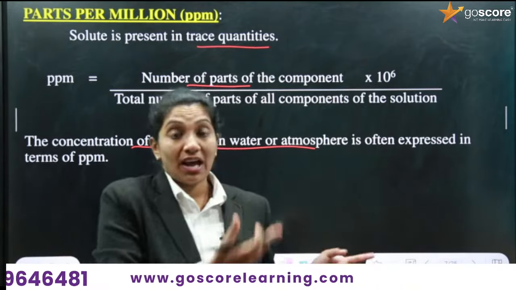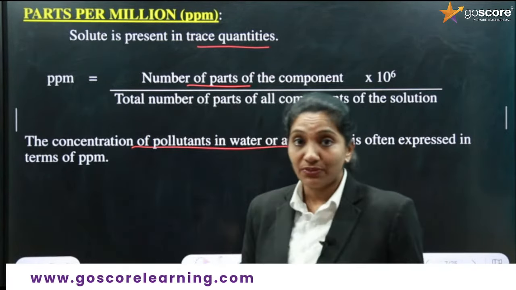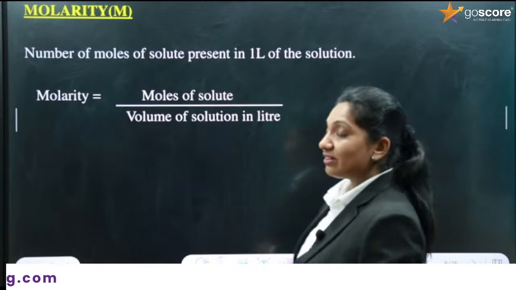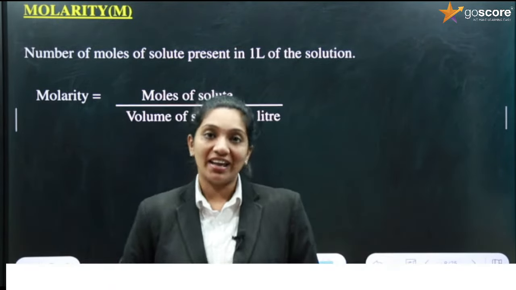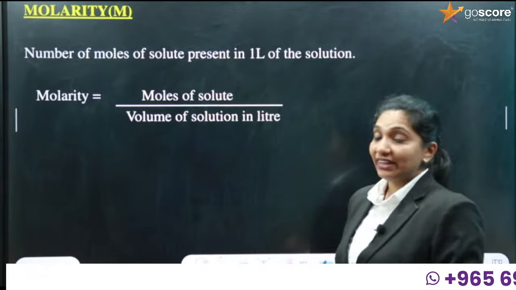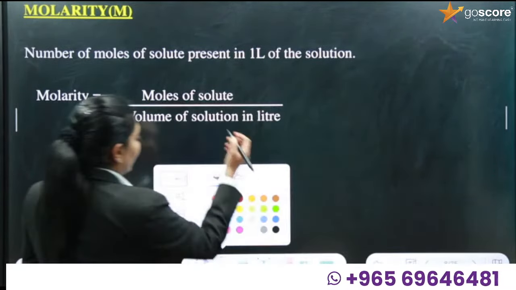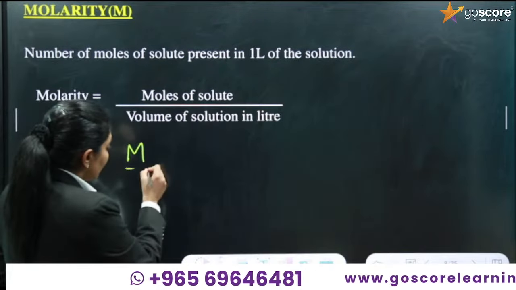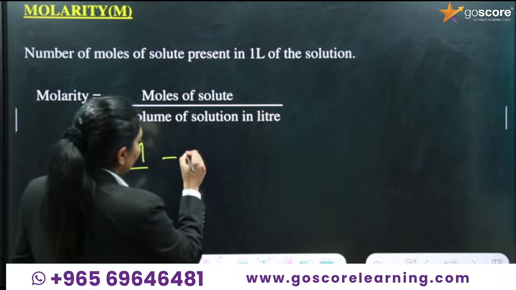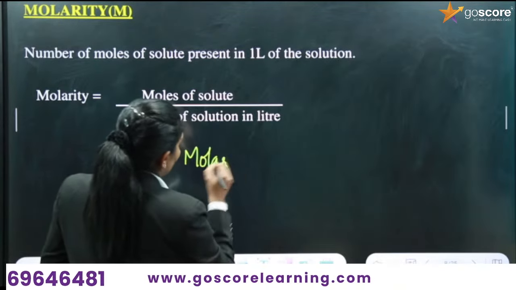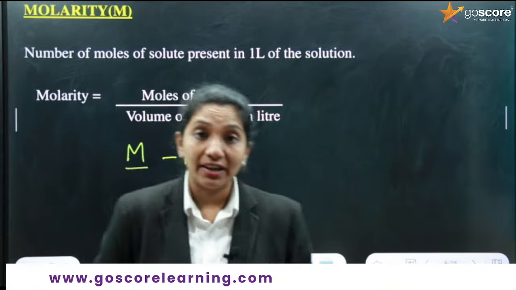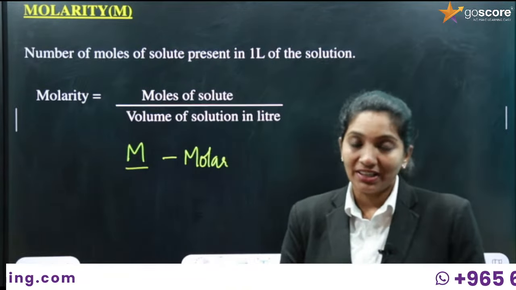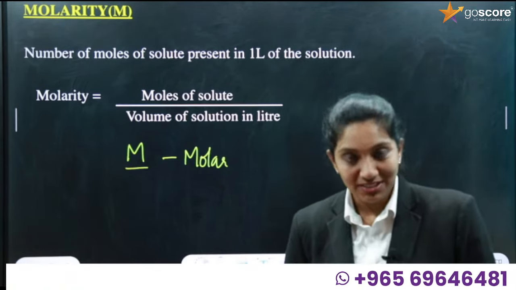Okay, these are all things we already know, and we have been learning this from our lower grades itself. And the new way of expressing the concentration of a solution is molarity. Molarity we usually express by the capital letter M, that means moles per liter or molar solution. Capital M means that much molar solution. So what is actually this molarity? Molarity is the number of moles of the solute in 1 liter of the solution.